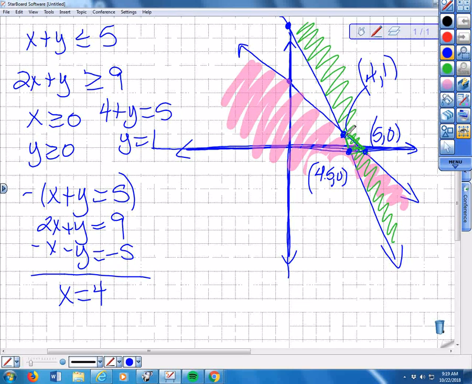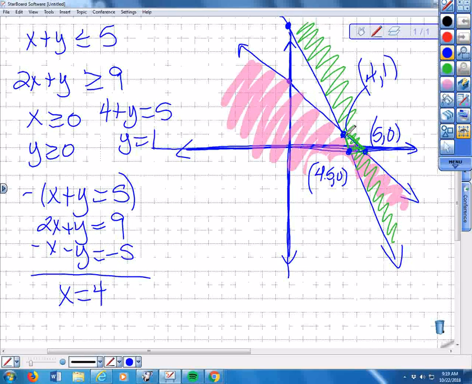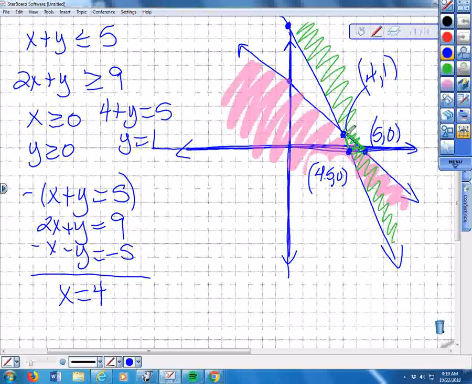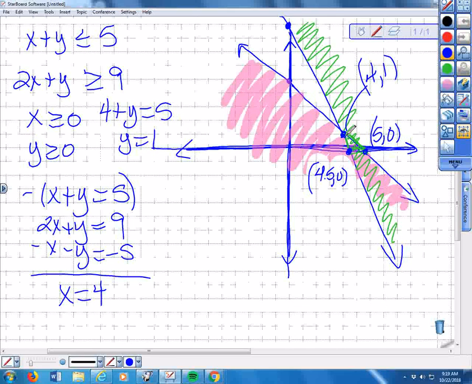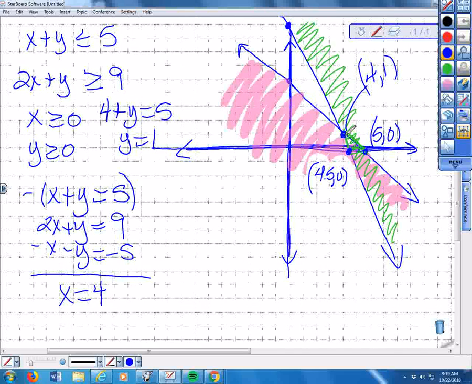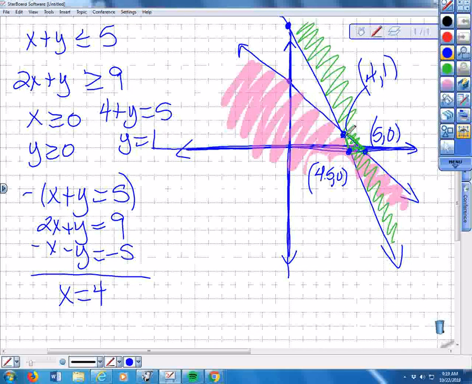Go back up. Let me see. Go down. Let me see. Oh, wait. Go back up. I want to read the problem. Shape of the feasible region and find the vertices of the feasible region. Report your vertices starting with the one which has the smallest x value. Is that what you did? The smallest x value is 4.5? No, it's 4.